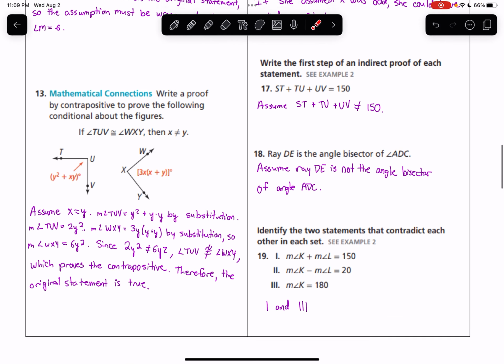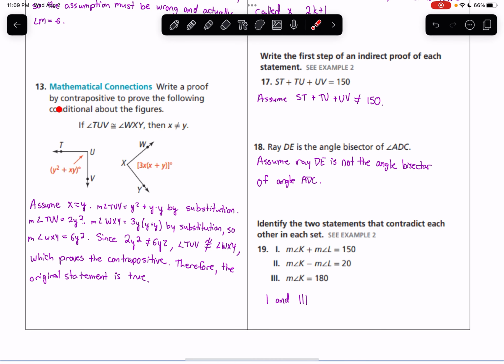Number 13, this one tells us to write a proof by contrapositive to prove the following. When we write a proof by contrapositive, the first thing we need to do is assume the negation of the conclusion. So we need to assume that X does equal Y. And if X does equal Y, then every time I see the letter X, I can put in a Y. So the measure of TUV is Y squared plus Y times Y. I substituted, and if you simplify it, the measure of angle TUV equals 2Y squared.